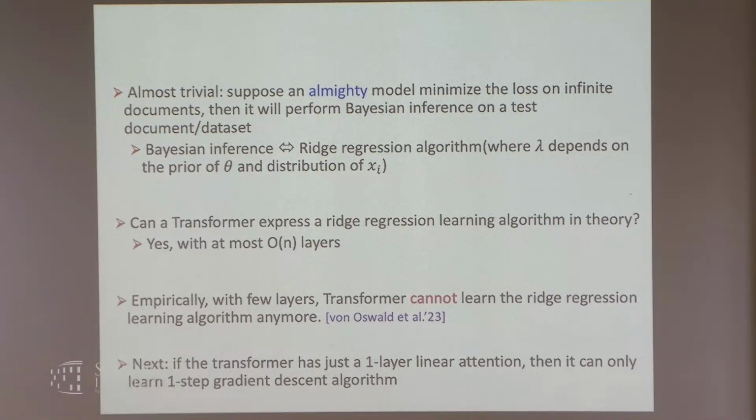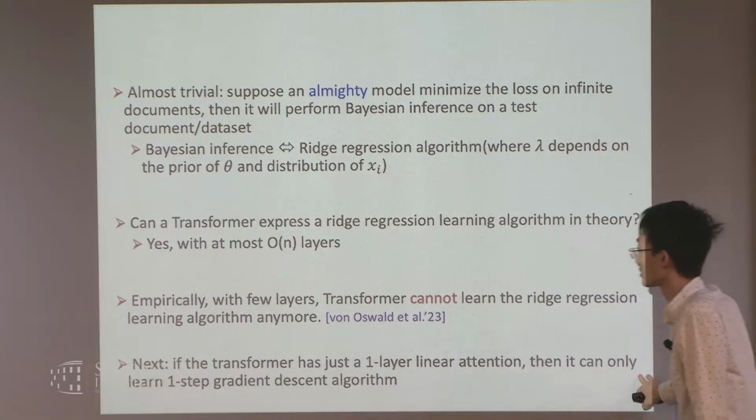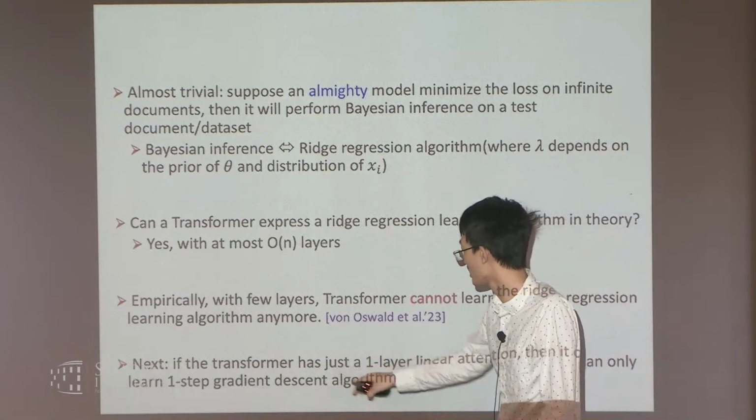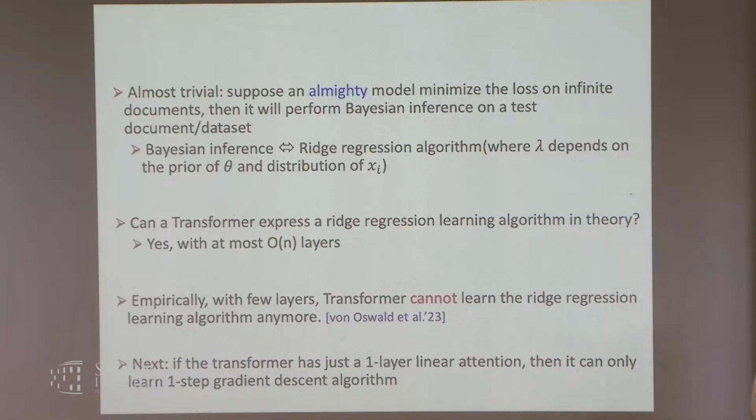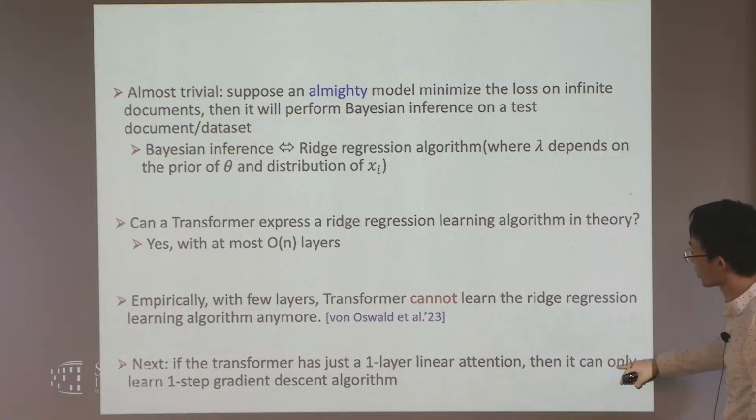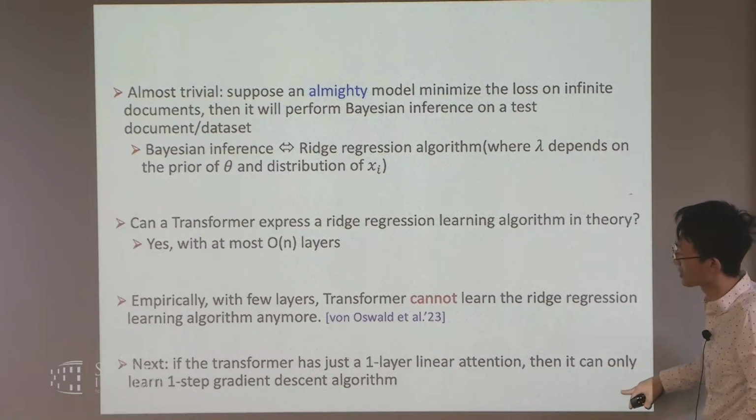And then the next result I'm going to show is a theoretical result where you assume that the transformer just has one layer and it's linear attention without MLP. So it's a very, very simplified one-layer transformer where the attention has a linear component. And then you can say that after such a restriction, you can only learn a one-step gradient descent learning algorithm.